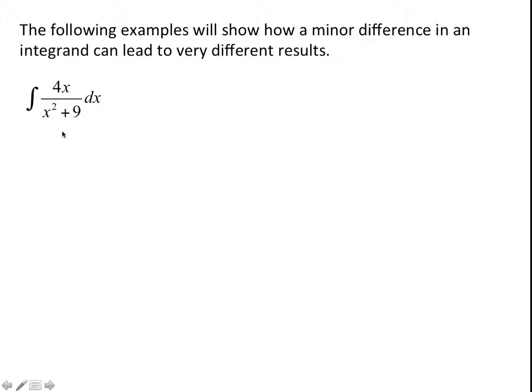strategy changes. This doesn't fit a pattern in the table, but it does fit a u sub pattern. So we see a derivative of this function. So we're going to go ahead and set up the u sub now. Because of the new pattern, we have a new strategy, or a different strategy. So we're going to set up our u sub, and we did u subs last year.